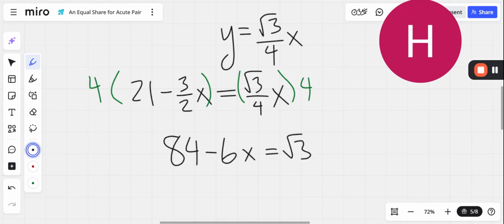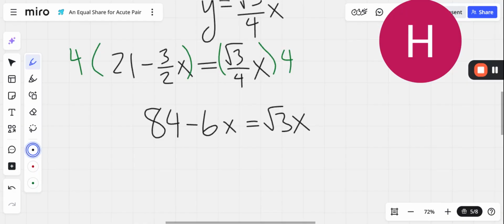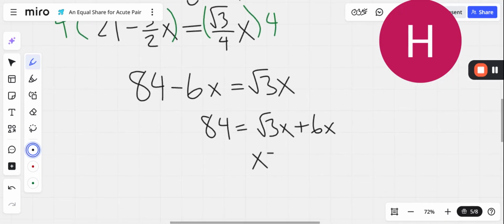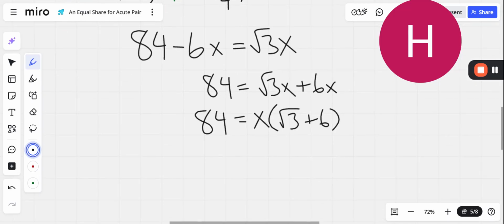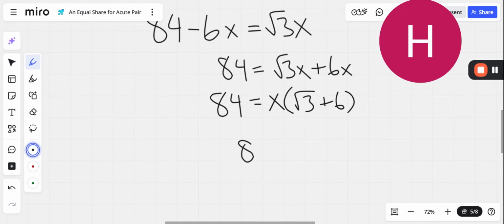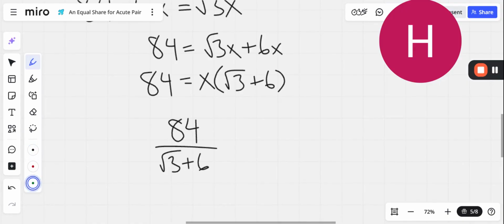All right, now let's move everything to one side that has x in it. And now we can factor out the x to reveal that 84 equals x times this quantity, root 3 plus 6, and therefore x equals 84 over root 3 plus 6, which again we can get fixed by multiplying the top and bottom by the conjugate.